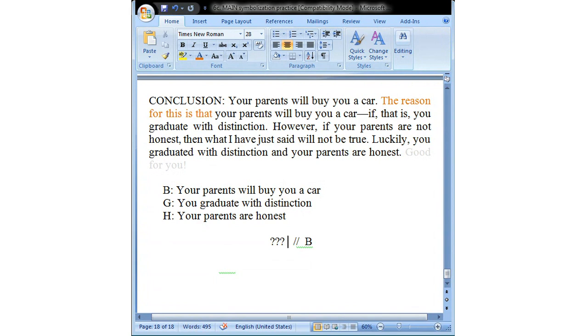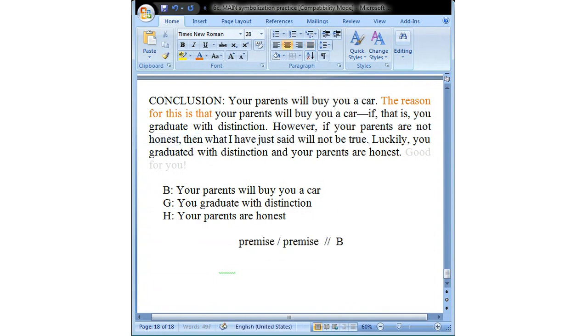I'm going to institute a convention, and I always do this. We're going to gloss as a premise anything that's a complete sentence that starts with a capital letter and ends with a period. So for instance, this here, your parents will buy you a car if you graduate with distinction, that would be premise number one. However, if your parents are not honest, then what I've just said will not be true. Starts with a capital letter, ends with a period. That will be a second premise.